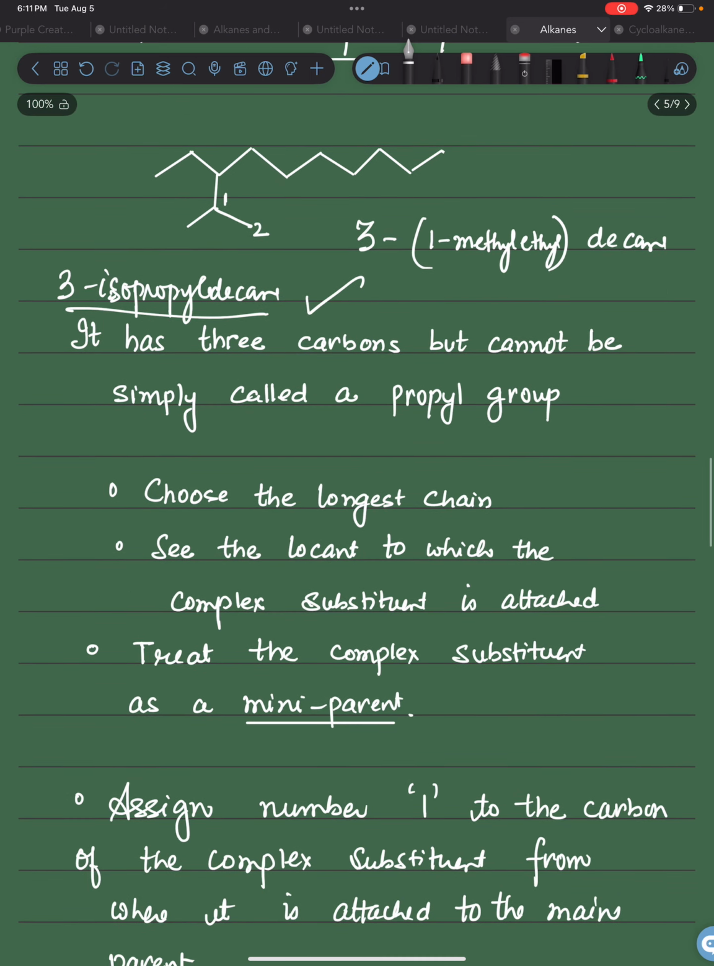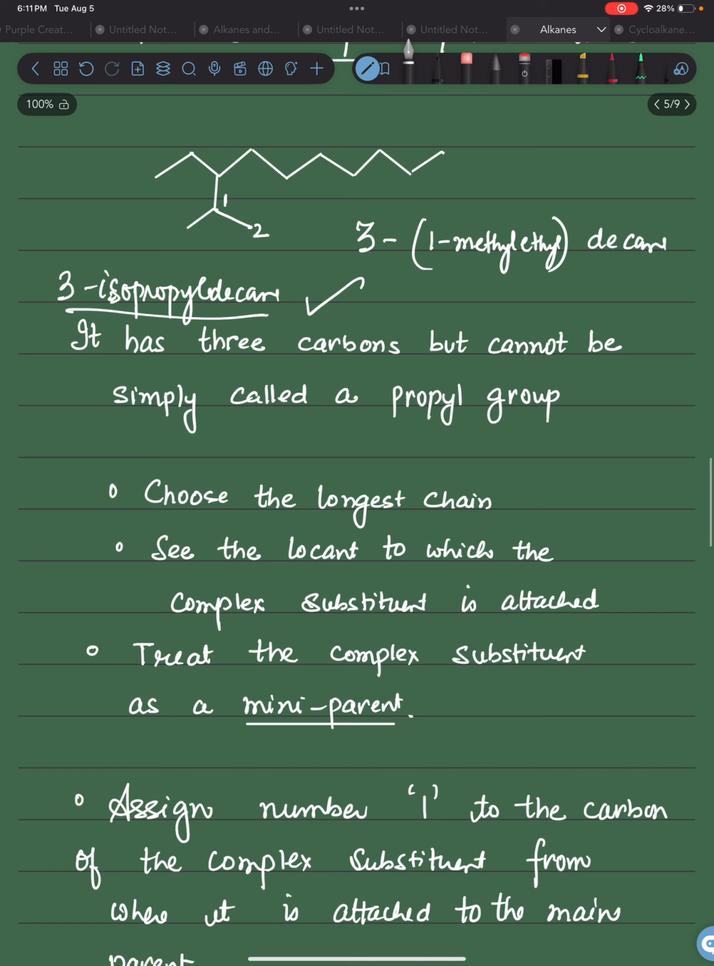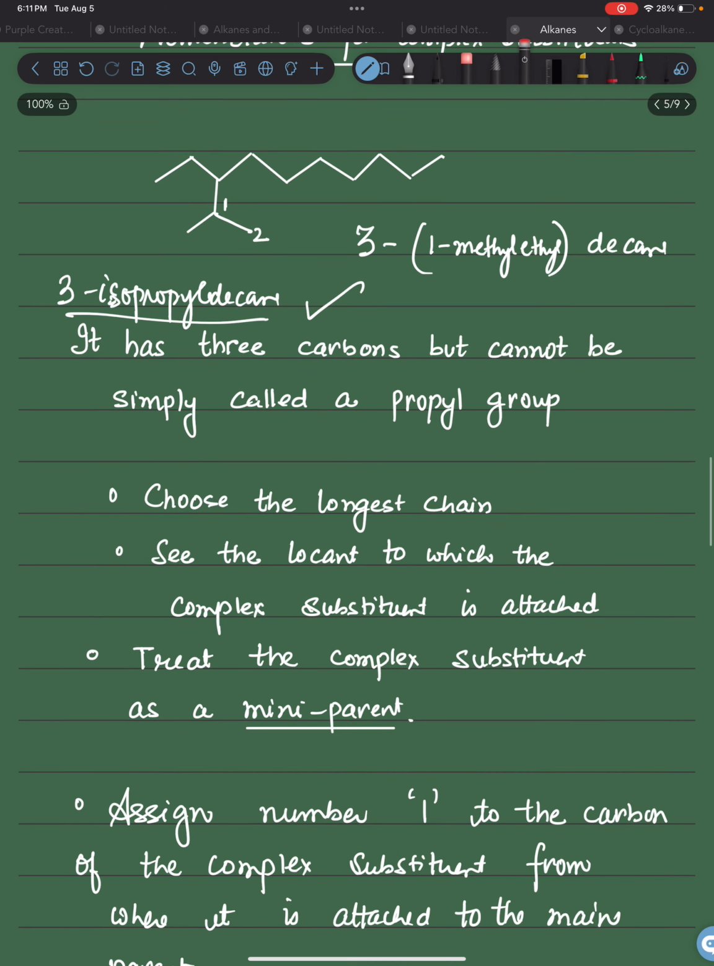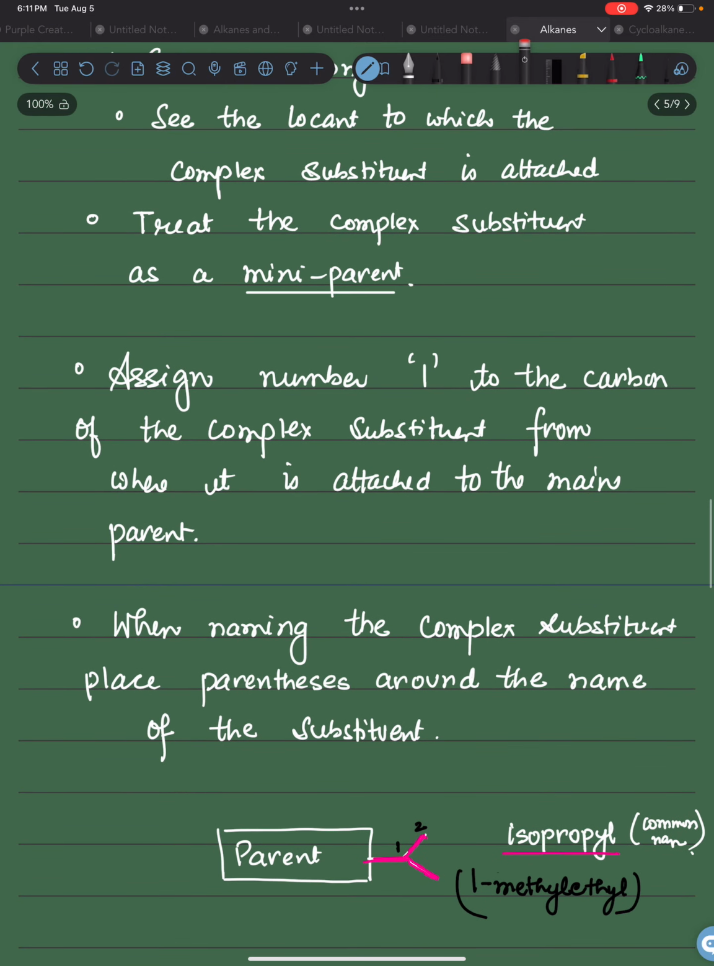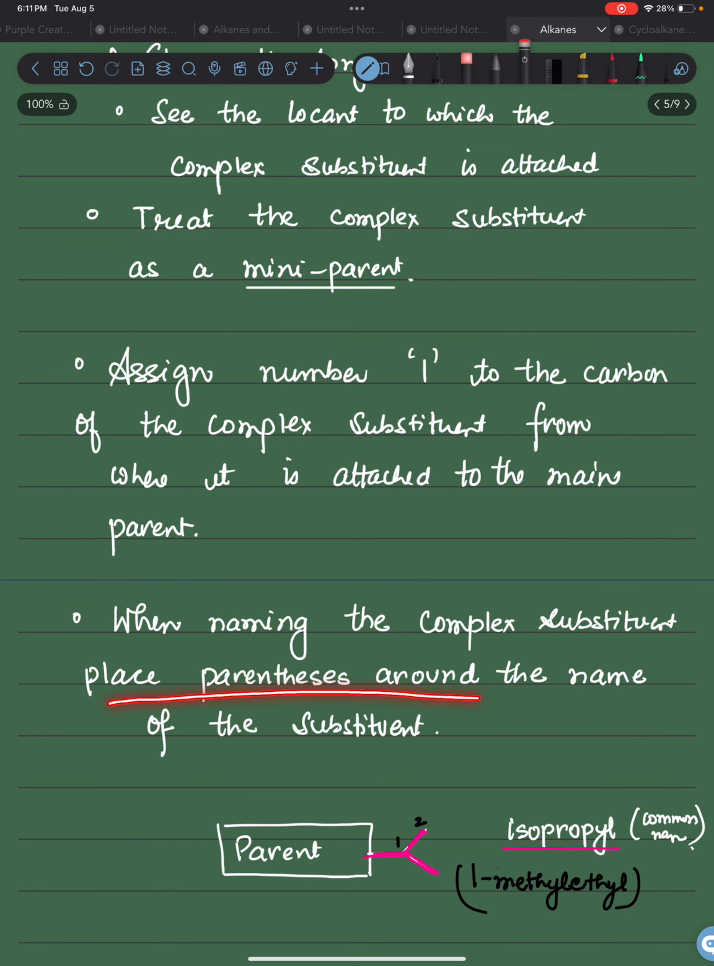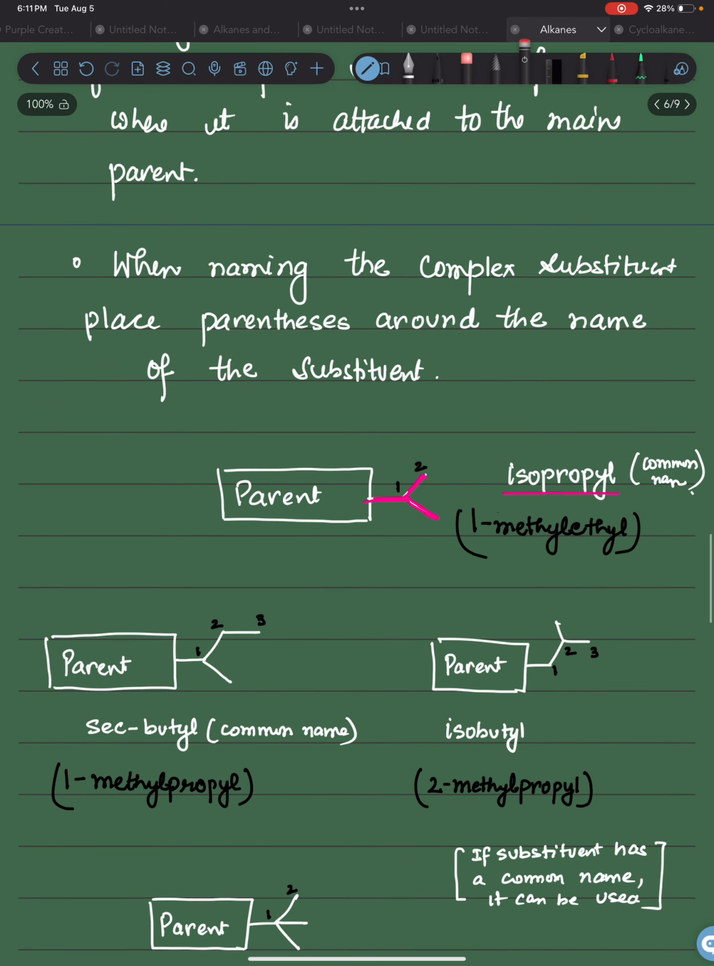Choose the longest chain. See the locant to which the complex substituent is attached. So this is the locant to which the complex substituent is attached. Then treat the complex substituent as a mini parent. That's why we have numbered it separately as 1, 2. Assign number 1 to the carbon of the complex substituent from where it is attached to the parent, right? And when naming the complex substituent, place parentheses around the name of the substituent, right? So this is 1-methylethyl, as we have already discussed.